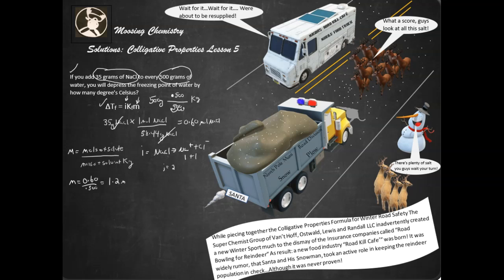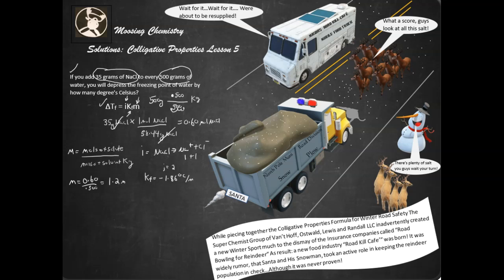The last thing we need to know is what is the Kf? Well, the Kf is the freezing constant for a particular solvent. And in this case, for water, the freezing constant is negative 1.86 degrees C over m. Now we have everything we need to solve the problem.